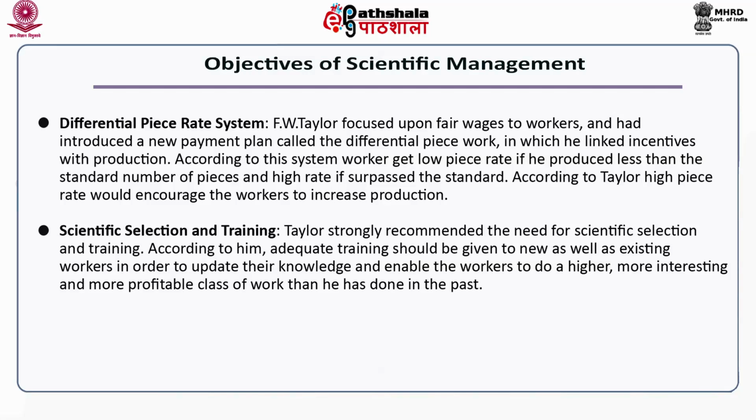Number 3, scientific selection and training. Taylor strongly recommended the need for scientific selection and training. According to him, adequate training should be given to new as well as existing workers in order to update their knowledge and enable the workers to do a higher, more interesting and more profitable class of work than he has done in the past.